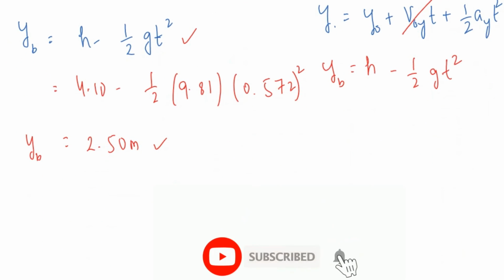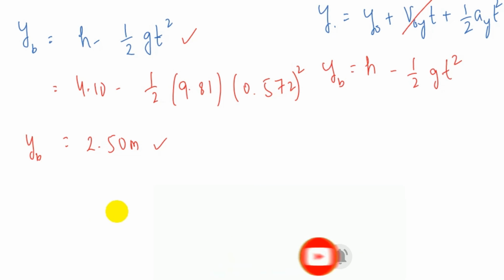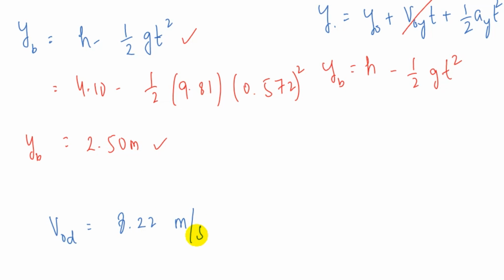Now I'm giving one practice question to you. Everything is the same, but there is a little change, and the change is that the initial speed of the dolphin is 8.22 meter per second. Then we have to find at what height the dolphin catches the ball. So this is a question for you to solve.